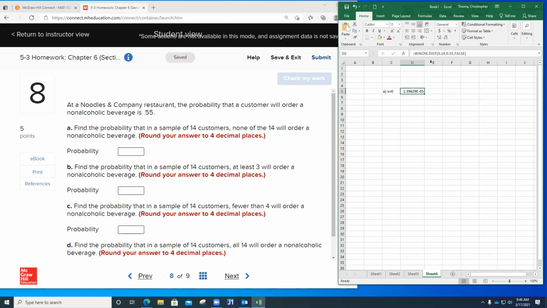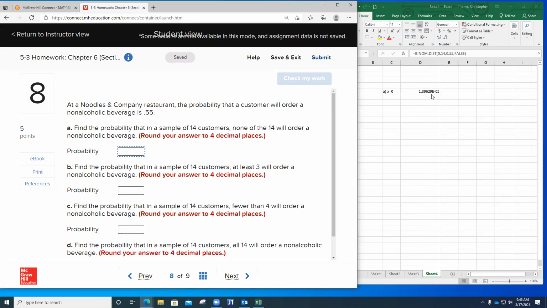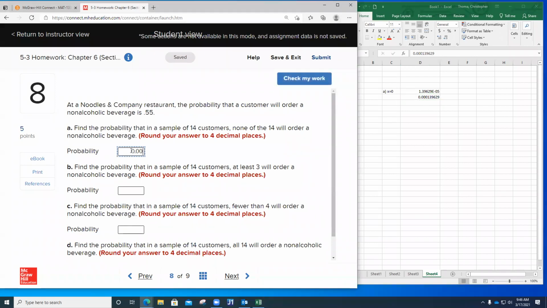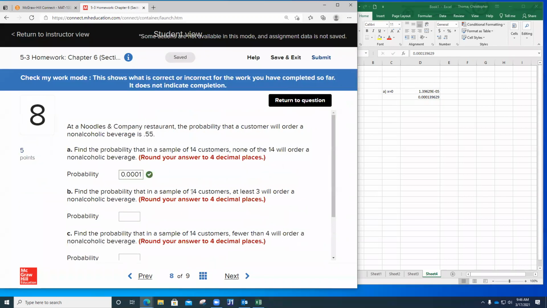And this wants 4 decimal places. And you can see mine is in scientific notation. This means that we have to move the decimal to the left because it's a minus 5, 4 places, right? So this becomes 0 point, we have to put in 4 zeros, and then 139,629. So that's how I took that number and put it into decimal form. But basically my answer is going to be 0.0001, because of 4 decimal places.